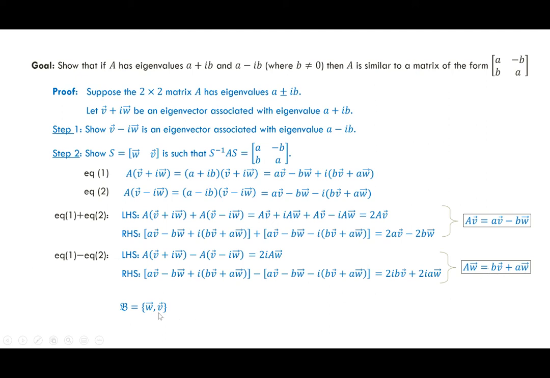And then the second column is going to be, well, what does A do to V? A takes V to little aV minus little bW. But remember, when we're writing it in the coordinates W, V, this is going to mean the second column is minus b, a.